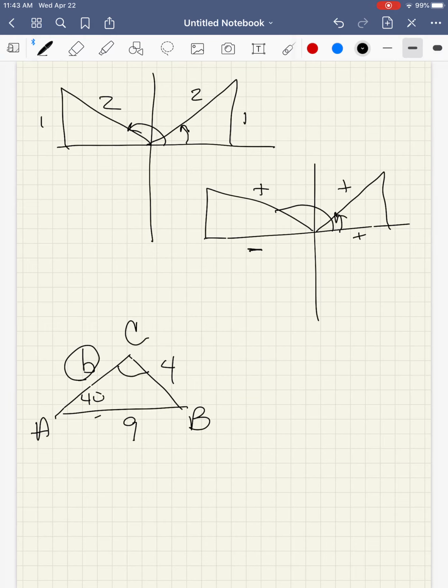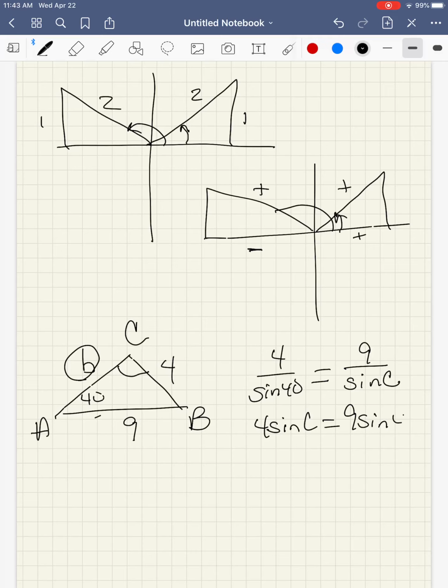So in order to find angle C, we'd need to use law of sines. So we could put 4 over sine of 40 equals 9 over sine of C. So 4 sine of C equals 9 sine of 40. Divide both sides by 4. So the sine of C, if I just type this in my calculator, make sure you close that. So it'll look like this once you get it put in.